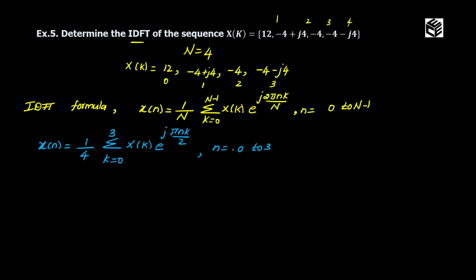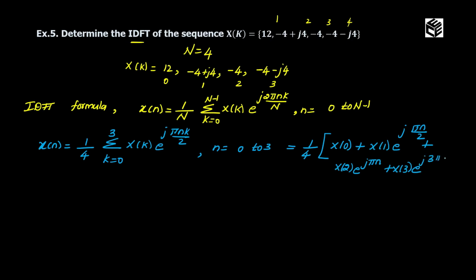Okay, now I am going to expand the summation. So my answer will be 1 by 4 into x of 0 plus x of 1 into e power j pi n divided by 2 plus x of 2 into e power j pi n. 2 and 2 will get cancelled, right? Plus x of 3 into e power j 3 pi n divided by 2. Correct? Now I am going to apply the values of x of 0, x of 1, x of 2 and x of 3 and also going to expand the exponential terms.